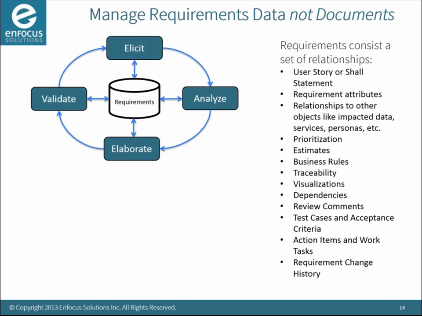And here's why. Requirements consist of a set of relationships. It's a user story or shall statement related to requirement attributes, related to relationships to others. And the idea here is that you're going to fracture this a little bit. You're going to say, how do I validate, elicit, analyze, elaborate? How do I get sign-off on smaller components of functionality? How do I get sign-off on smaller feature sets? How do I contain the collaboration in such a way that I can execute it much faster?